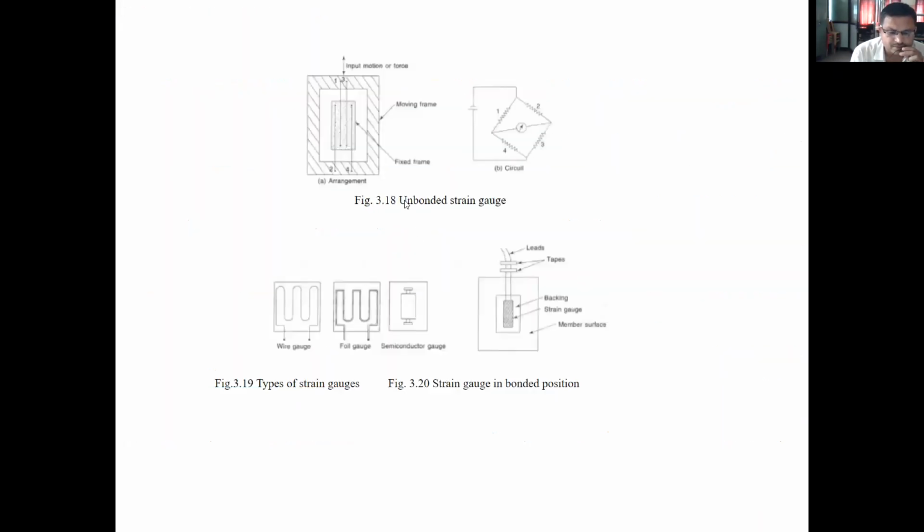Therefore, this is the diagram of unbonded strain gauges. See that this is the fixed frame. The strain gauges are mounted on it. 1, 2, 3, 4.